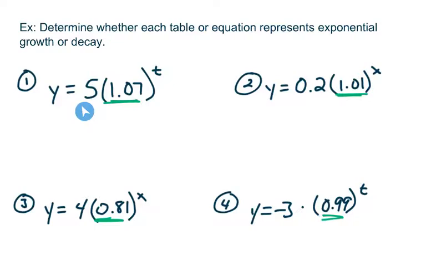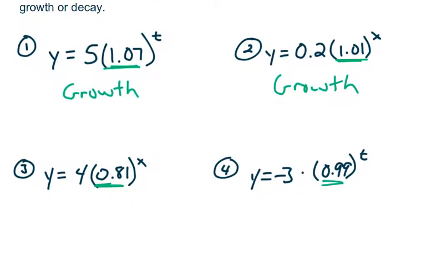Now the numbers out front, 5.2, 4, -3, none of those matter. Those don't determine whether something is growth or decay. Okay, it's always the number with the exponent. Okay, since 1.07, I'm pretty sure is bigger than 1, so we can say that this one is exponential growth. Okay, 1.01, also bigger than 1, barely bigger than 1, but it is bigger than 1. This one is also exponential growth. Okay, again, with number 3, we're looking at the number with the variable.